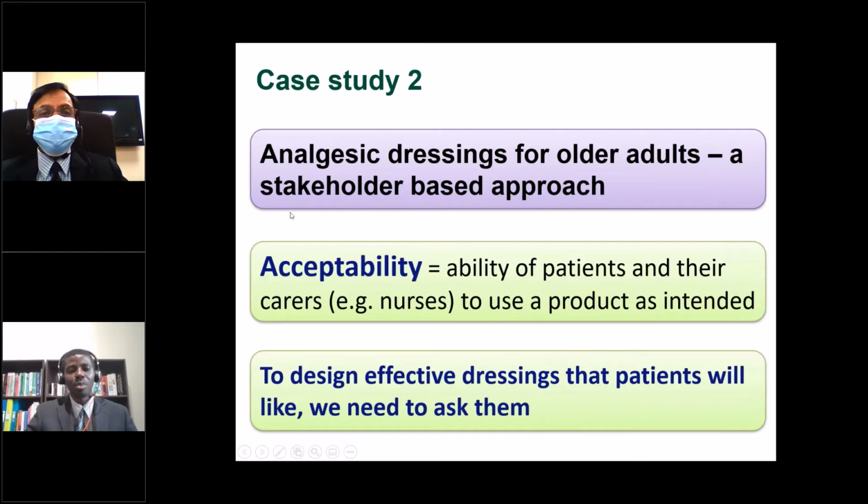And so we go with the concept of acceptability, which is the ability of patients and their carers, including nurses and doctors, to use the product as is intended. And the principle is that to design effective dressings that patients would like, we need to ask them. So that's the basis of our study.